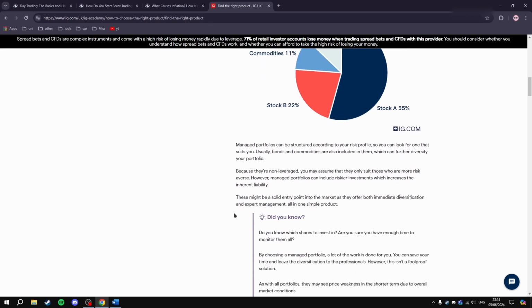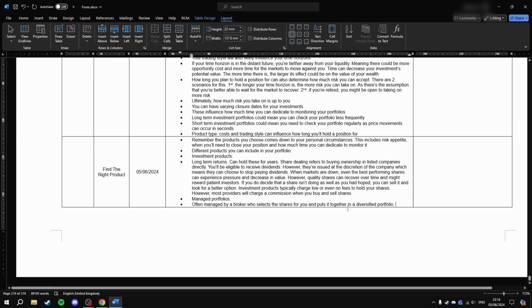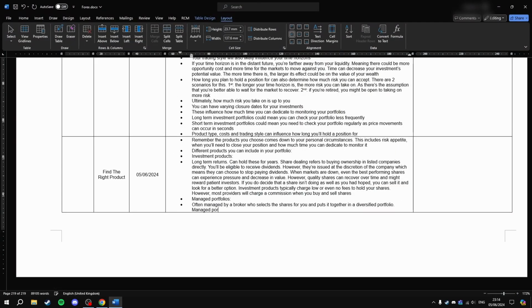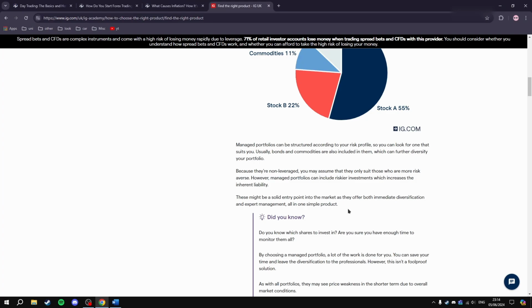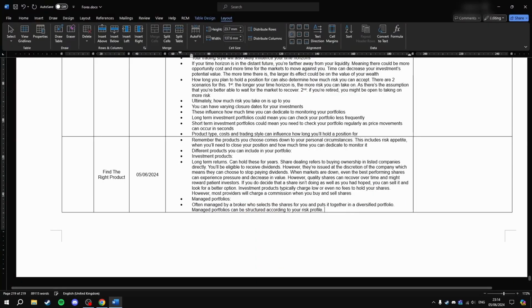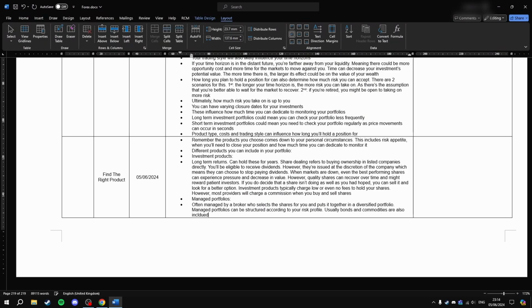Managed portfolios can be structured according to your risk profile. So you can look for one that suits you. Usually bonds and commodities are also included in them, which can further diversify your portfolio.